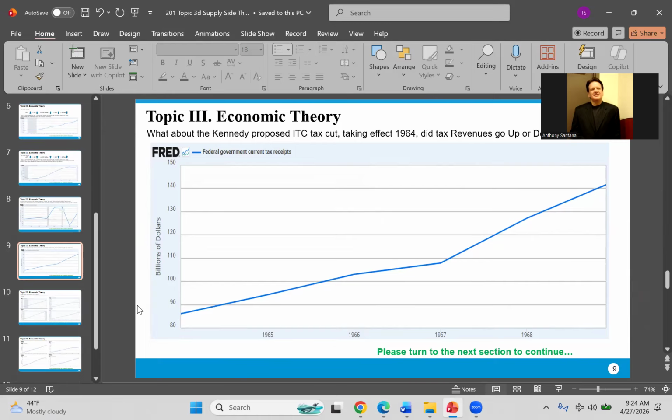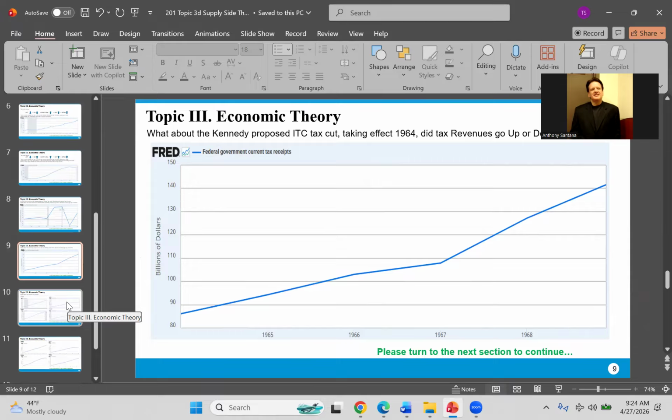So the point is that you see a lot of stuff in the media, and a lot of people argue, well, if you cut the tax rate, then you get a lot less money coming in, but it's not true. Basically, you see that tax revenues went up dramatically in all these cases. So it does pay for itself.